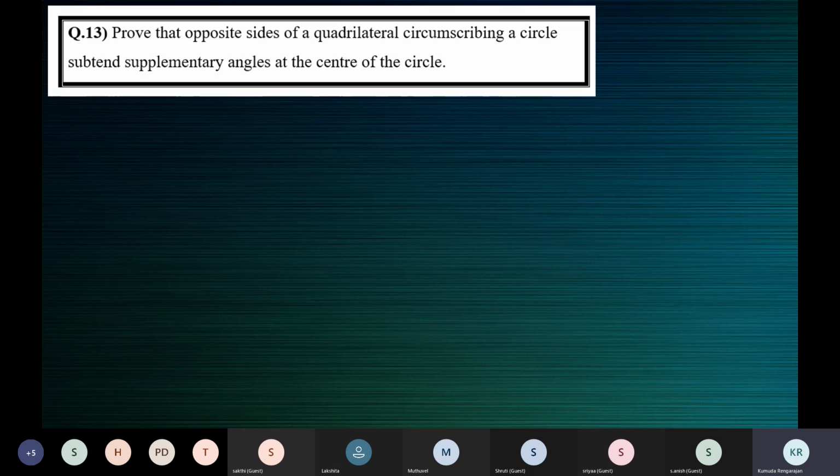So here, prove that the opposite sides of a quadrilateral circumscribing a circle. So the quadrilateral circumscribes a circle. That means it's outside the circle, touching the circle. The four sides of the quadrilateral touch the circle, or the four sides are tangential to the circle. They act as tangents to the circle. Prove that the opposite sides of a quadrilateral circumscribing a circle subtend supplementary angles at the center of the circle.